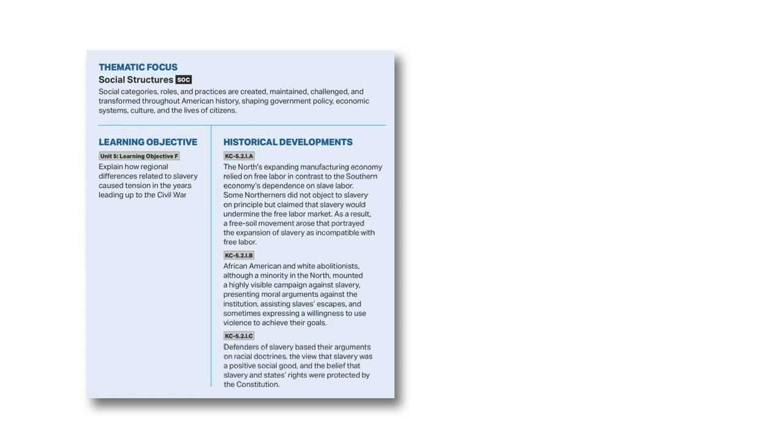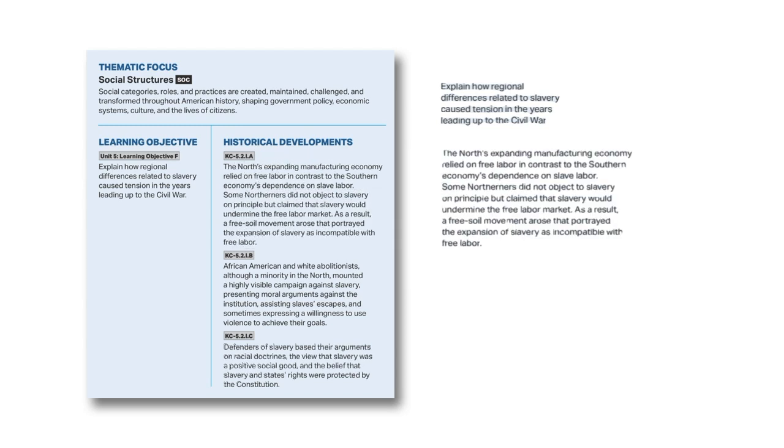We see the same thing. We can take that learning objective, make that the goal. Students need to explain how regional differences related to slavery caused tension in the years leading up to the Civil War. And again, the paragraphs in the historical development satisfy that. It gives the explanations, and we can move it right over, and that historical development would satisfy that objective.